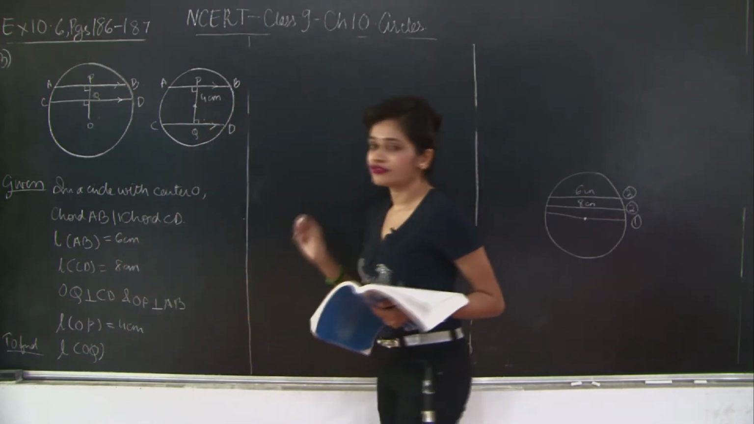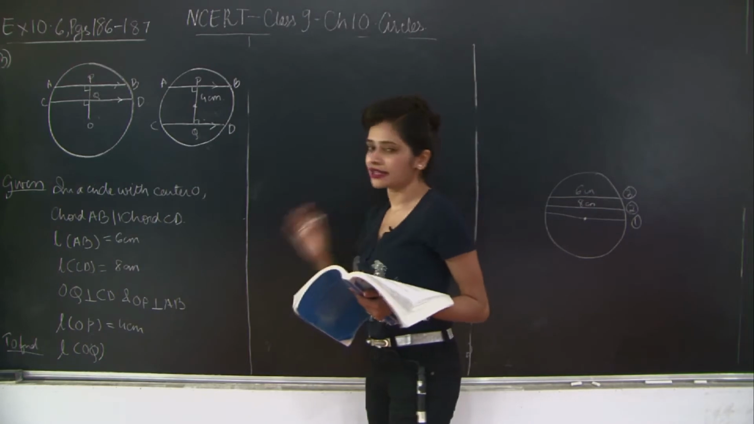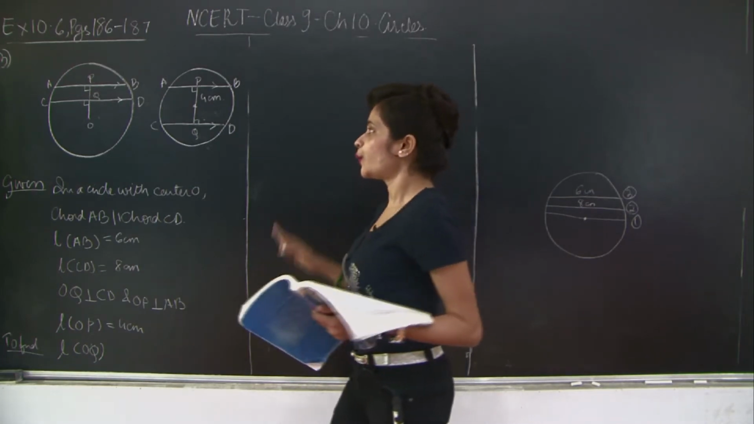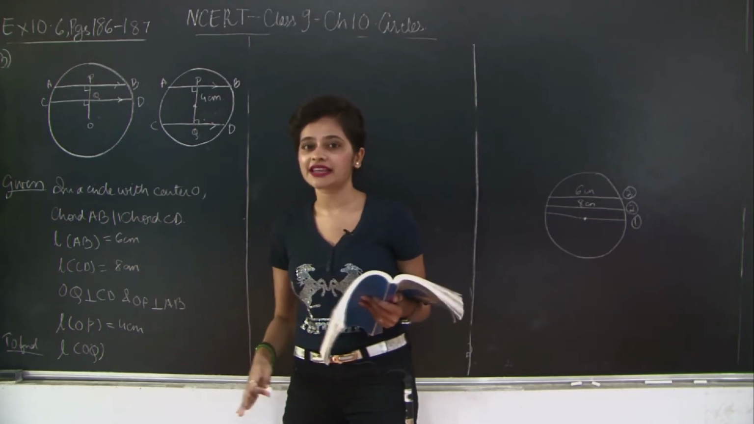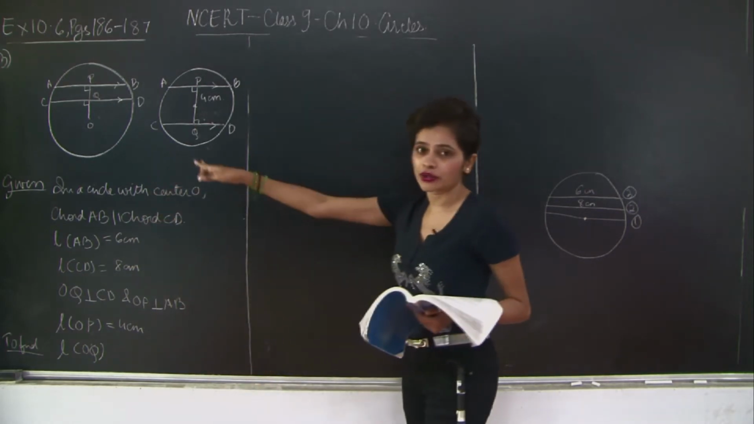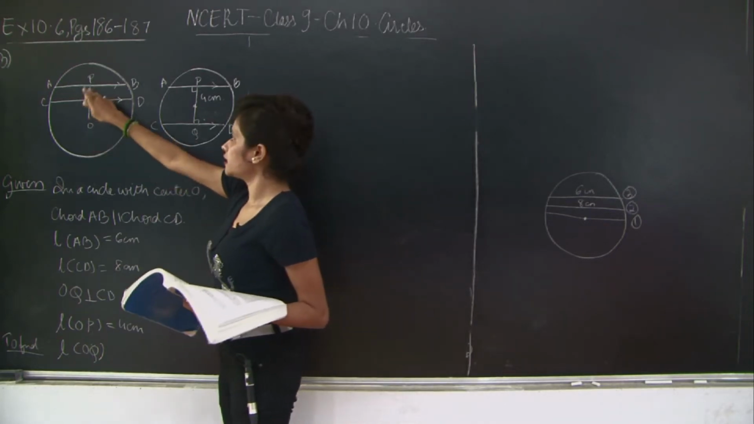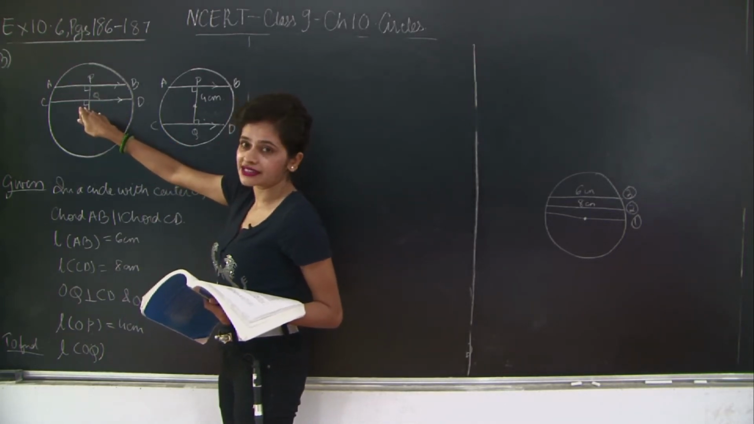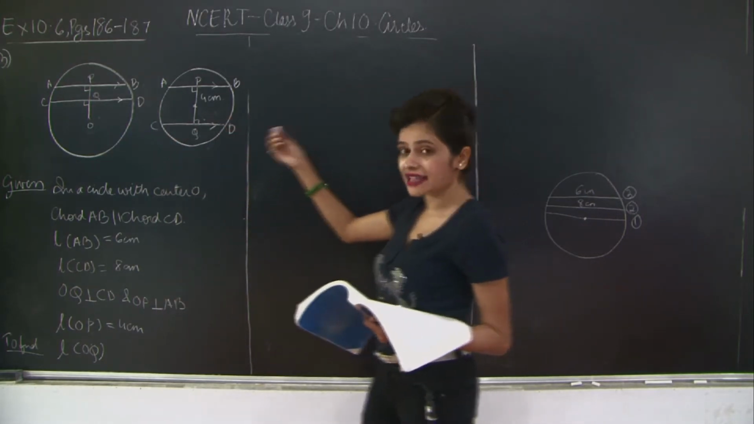Now they have just mentioned that we have two parallel chords in the circle with center O. They haven't really mentioned whether the two parallel chords are on the same side of the center or on different sides of the center. So we have two cases. We learned the first case, that is, the two chords are on the same side of the center. But what if the chords are on opposite sides of the center?